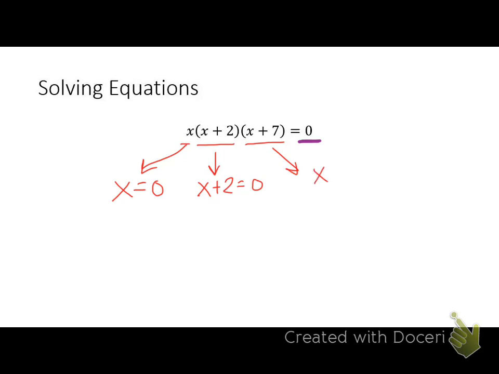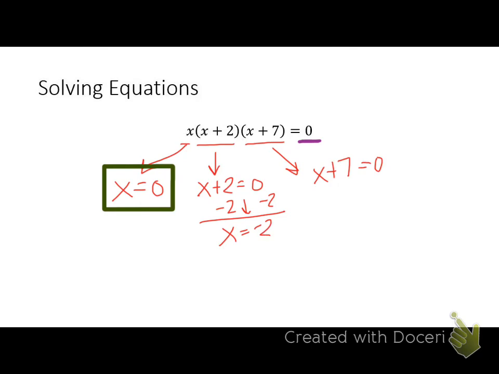That gives me x equals 0, x plus 2 equals 0, x plus 7 equals 0. I have 3 factors, so I'm going to have 3 answers. That first equation is already solved. I can't solve anything because I don't have anything to move. So one of my answers is x equals 0. For x plus 2, I need to solve for x. Since x is added with 2, I will subtract 2, and I get x equals negative 2. That will be my second possible answer.